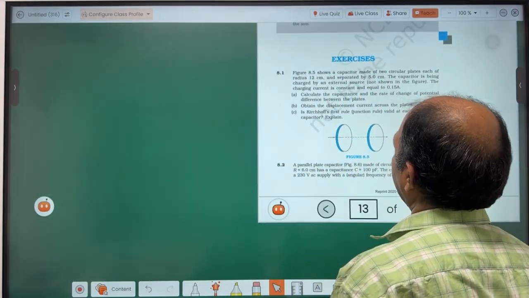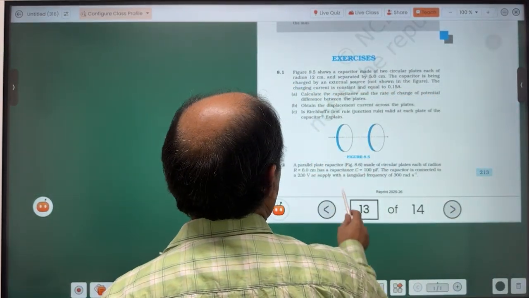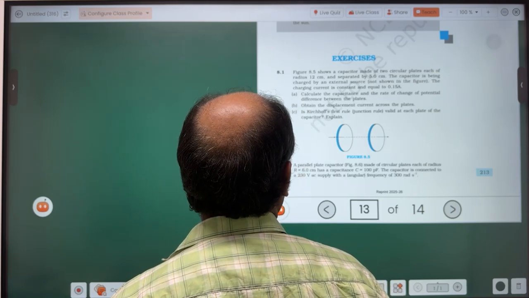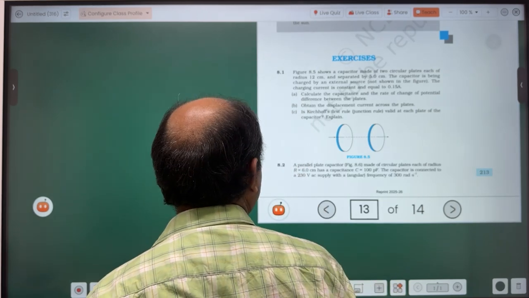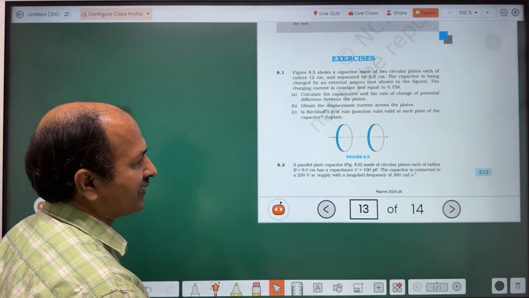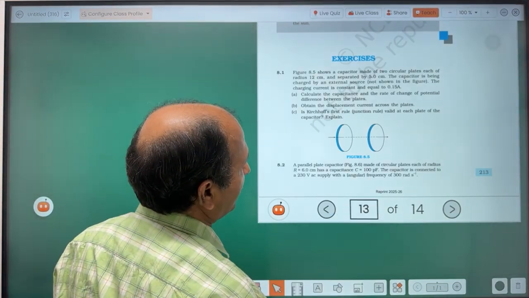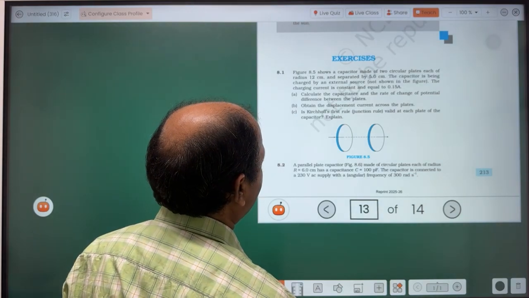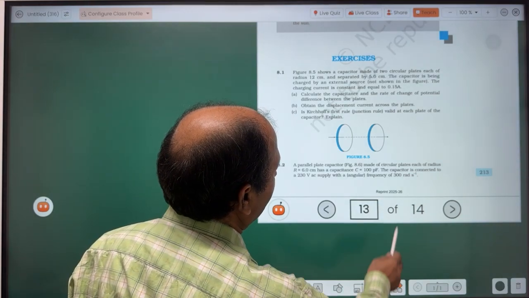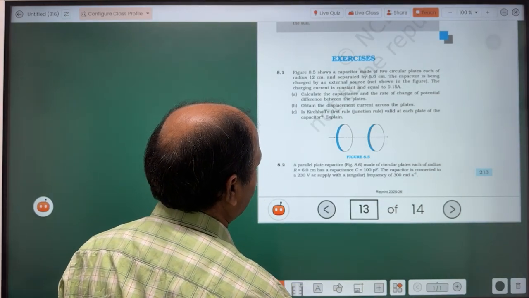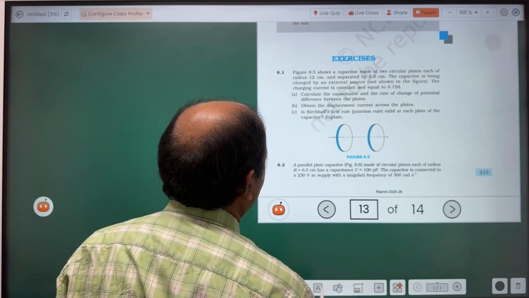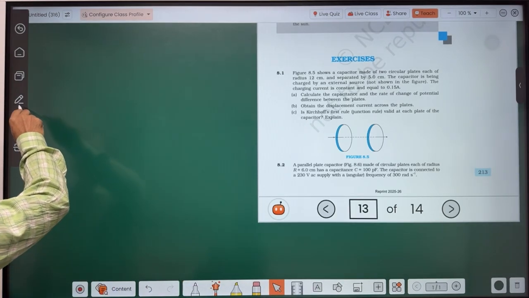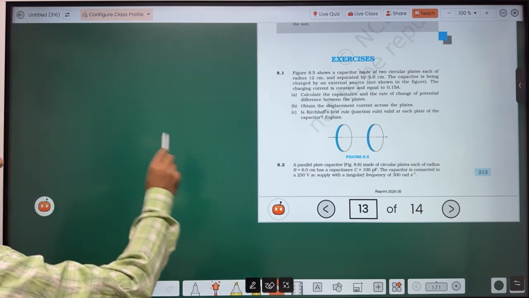Now we are going to see the next question. The next question says we are given certain information. A parallel plate capacitor made of circular plates each of radius r equal to 6 centimeter has a capacitance C equal to 100 picofarad. The capacitor is connected to a 230 volt supply with angular frequency of 300 radian per second. So we can note the information and then we can proceed.